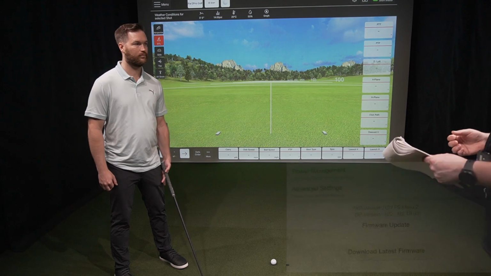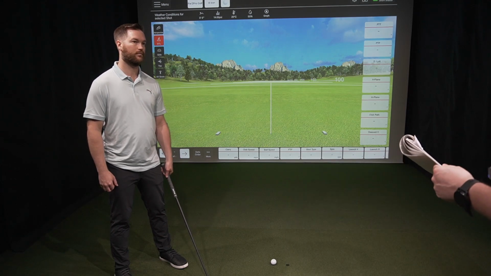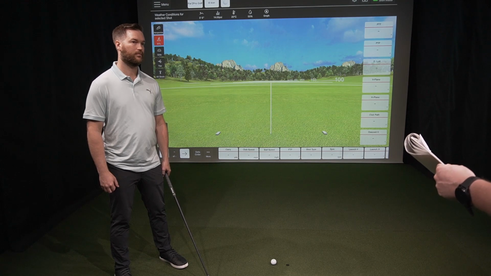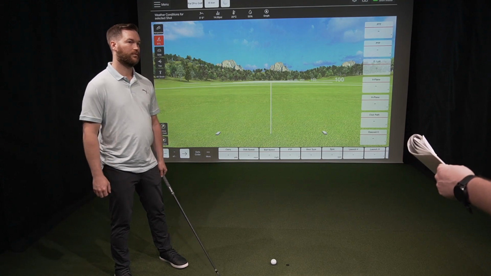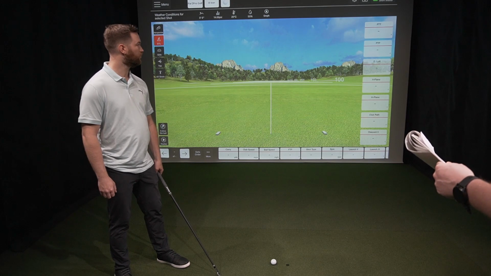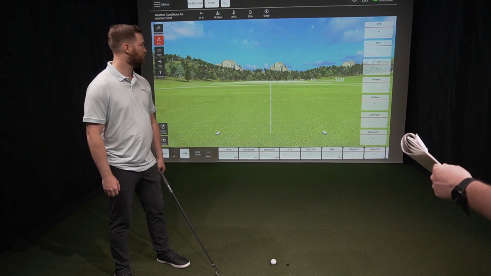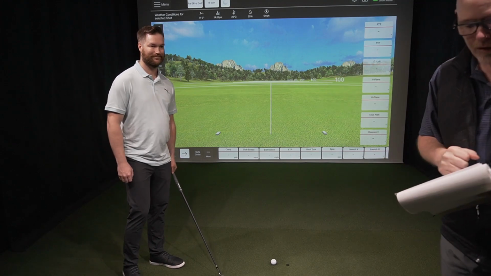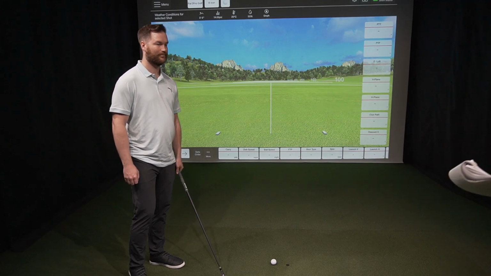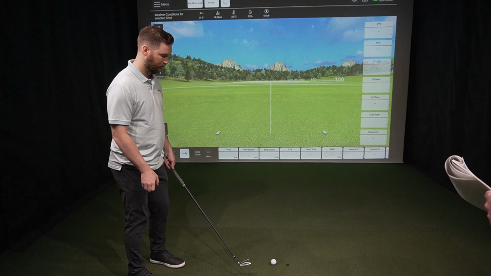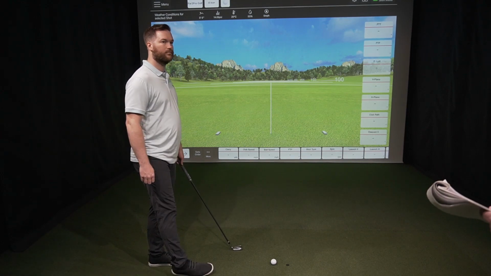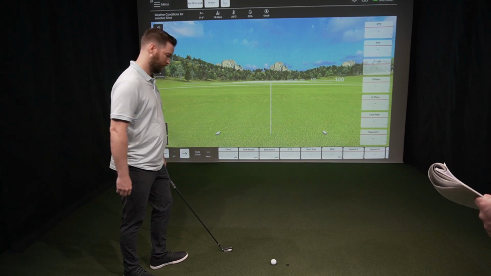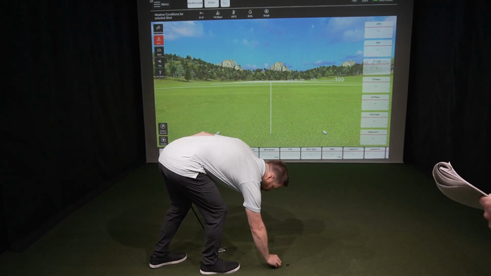On the screen, you'll see on the right-hand side, we've added face to target, face to path, dynamic loft, vertical plane, horizontal plane, club path, and vertical descent. That's demonstrated here. We're going to really concentrate on face to target, face to path, and club path in this demonstration. Ryan's going to hit a few shots. We're going to try to encourage him to hit some push draws, first and foremost. And then he's going to talk a little bit about how this can inform our golf swing and what the Mevo Plus and the new Pro Package can do for us.